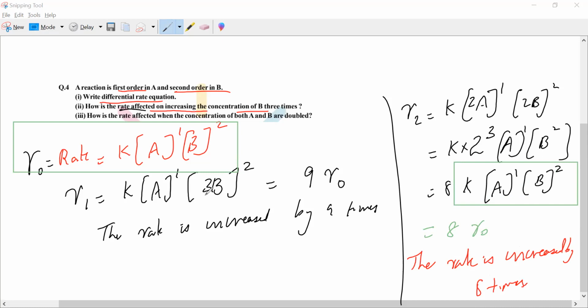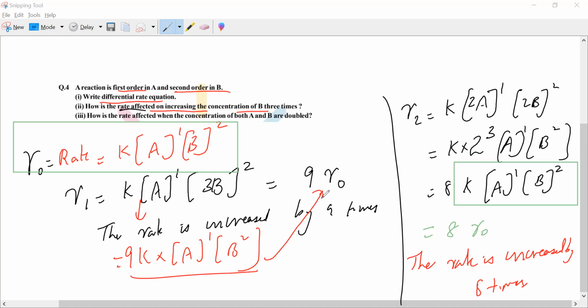So if you are unable to understand this, it is nothing but the same thing. 3 square is 9, so I'll put 9 here, 9 into A power 1 B square. This is nothing but my R0 itself. Okay, directly I wrote it down, and that's how you are supposed to learn. You have to skip some steps and then learn, as we are not in class 9th or 8th.